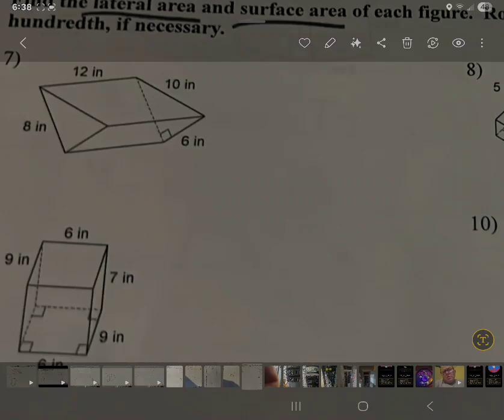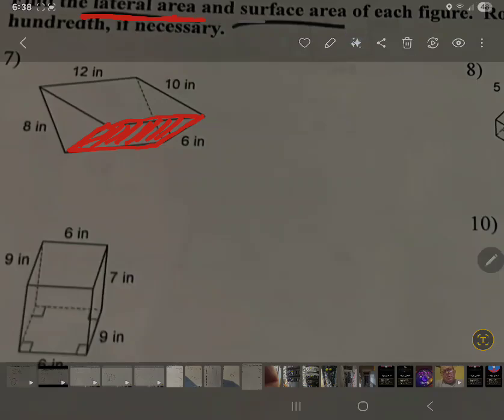Again, when we're trying to find the lateral area, what we are trying to find is just the surface area of all of these things if they were laid out flat, except for the base. We're not going to include that red base right there in our equation or in our calculations. Okay? So let's take them one at a time.